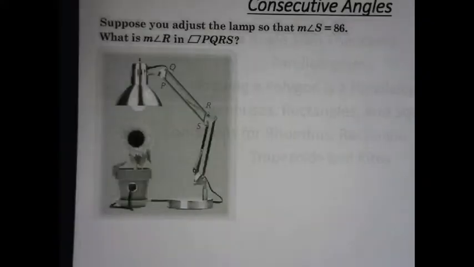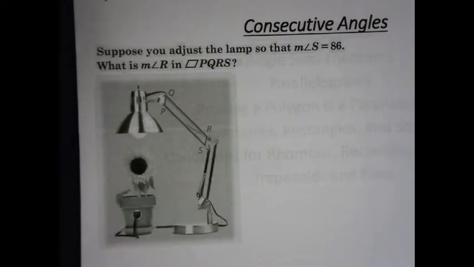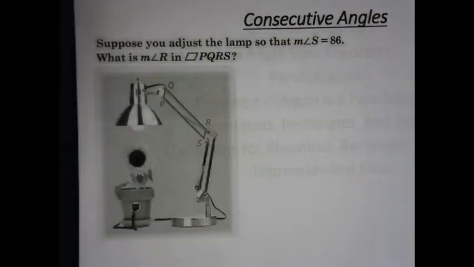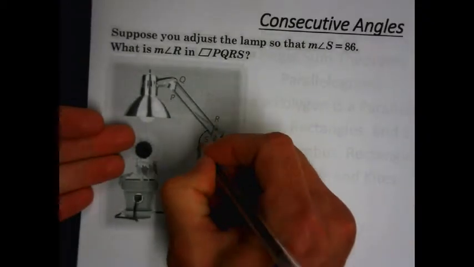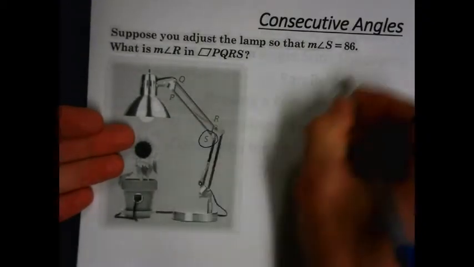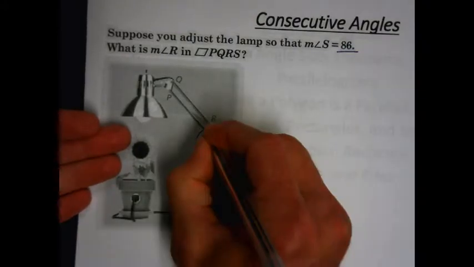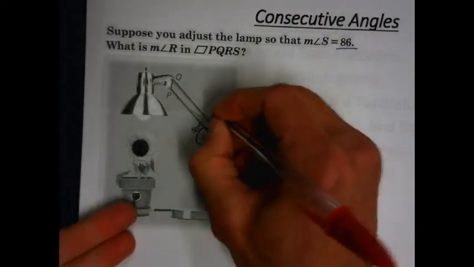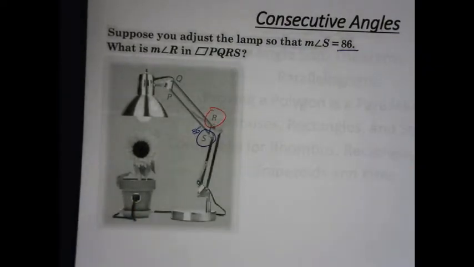So here's another question. Suppose you adjust the lamp so that the measure of angle S is 86. What's the measure of angle R? Well, now we're not giving you much in the picture. So here's the measure of angle S, and we're telling you that that is now, what if that was 86 degrees? What would then be the measure of angle R? Well, guess what? Those are consecutive angles.